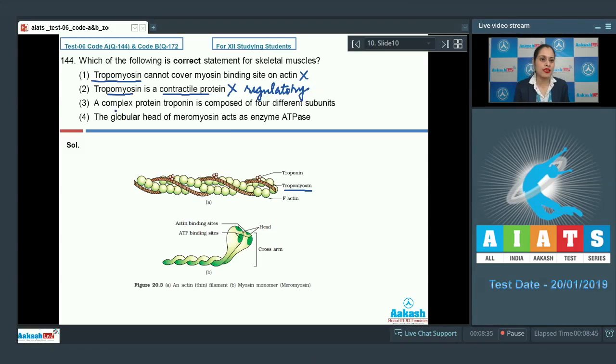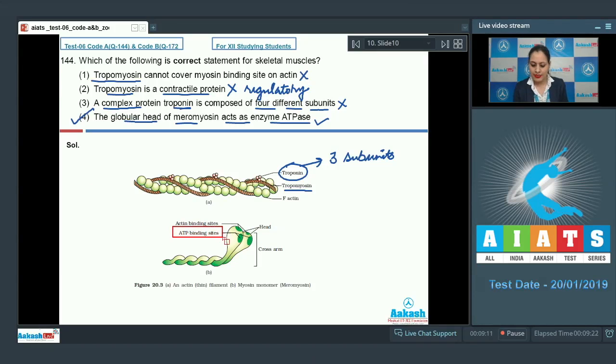The next statement given is a complex protein troponin is composed of 4 different subunits, and this is an incorrect statement because the troponin is composed of 3 subunits and not 4 different subunits. The last option given is the globular head of myromycin acts as enzyme ATPase, and as it is a correct statement, so this is a correct answer to our question. This globular head acts as enzyme ATPase. As you can see here, head of myosin has this ATP binding site. So the correct answer to this question is option number 4. Let's proceed to the next question.